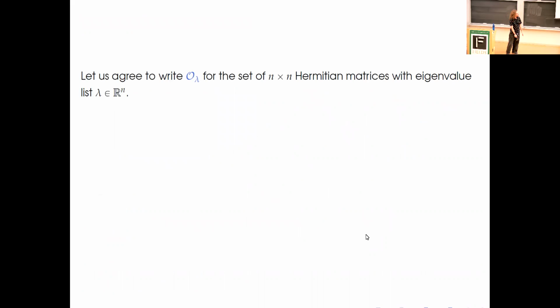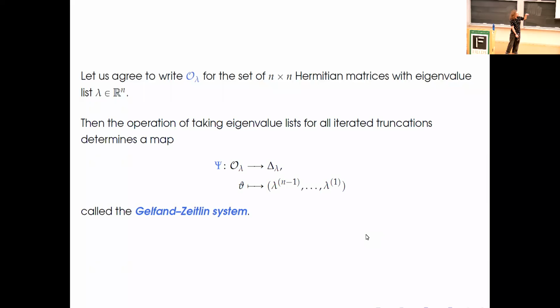All right, so if you write O lambda for the set of Hermitian matrices with some eigenvalue list, this is the top, the lambda n in the previous one, then taking all the eigenvalue lists of all the truncations determines a map down to this polytope. So you can ask what the fiber of this map is.